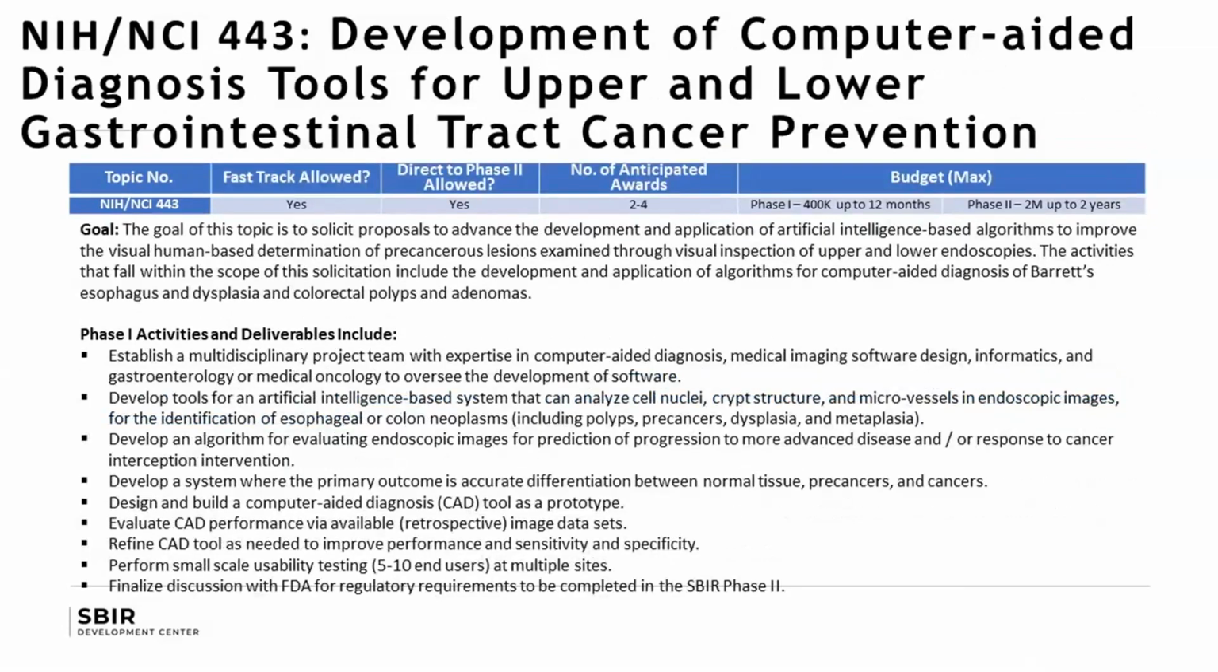Next topic is topic 443, development of computer-aided diagnosis tools for upper and lower gastrointestinal tract cancer prevention. The goal here is to advance the development and application of AI-based algorithms that improve visual human-based determination of precancerous lesions examined through visual inspection of upper and lower endoscopies.